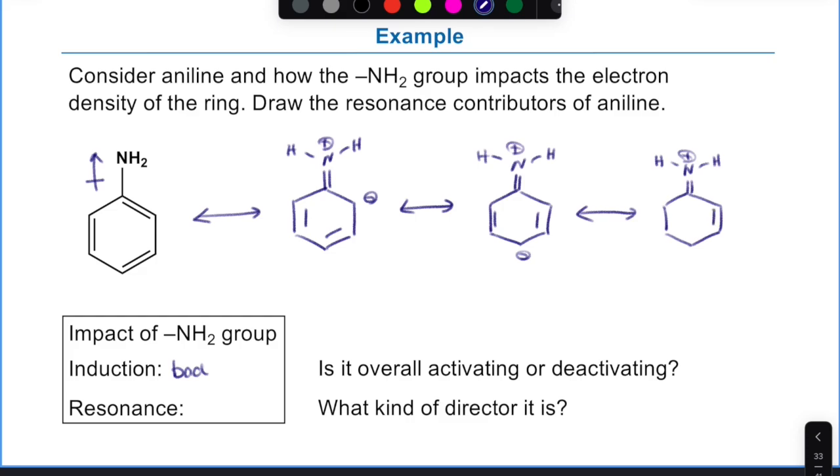And so for resonance, this is amazing. So overall, this is an activating group for the ring. It is making it a wonderful nucleophile. And this one is an ortho-para director, just because you're putting this partial negative charge on the ortho and para positions.